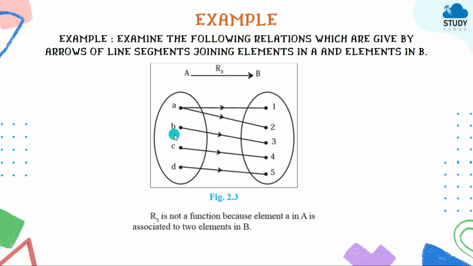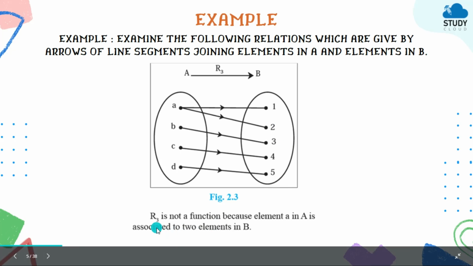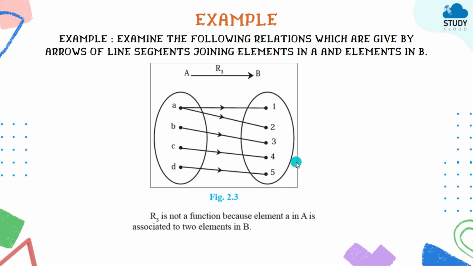See, b, c and d are linked with one element, but a is linked with two elements. So R3 is not a function because the element a in the set A is associated to two elements in the set B. So this is not a function.